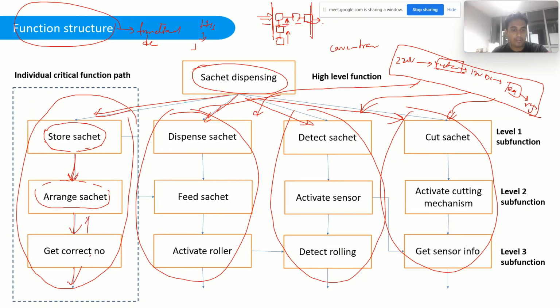We first get the correct number of essays, then arrange these essays, then we store. Similarly, after storage, we activate the roller, then feed these essays, then dispense. After dispense, detect rolling, activate sensor, then detect essays. Then get sensor information, activate, then cut. So the downward blue arrow demonstrates the functional decomposition process. However, the way it executes is denoted by the red arrow.